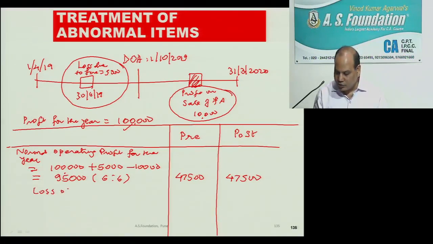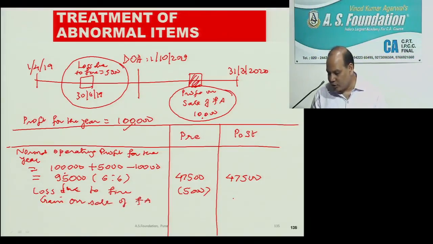So that 5,000 loss due to fire will be adjusted in pre-column, and that gain on sale of fixed asset will go to the respective column. So specific gain or loss will be recognized in that year, and normal profit will be apportioned on time basis, similar to the profit prior to incorporation chapter. Is it right? But this chapter will test your intelligence more than that chapter.